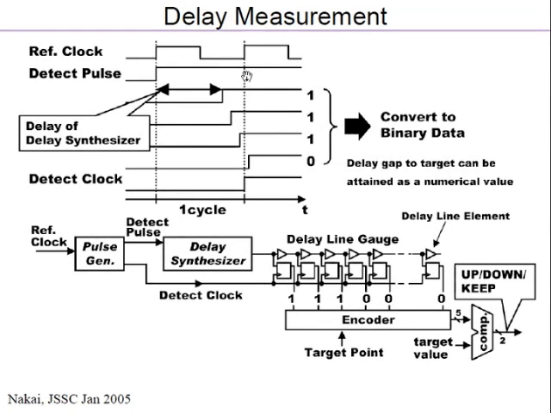So how do we make the delay measurement? This is something which is kind of interesting. They are calling it the delay synthesizer. It's another name; I can call it a critical path model. It's also a delay synthesizer. That means it's synthesizing the delay of the critical path. That's why they're calling it a delay synthesizer.